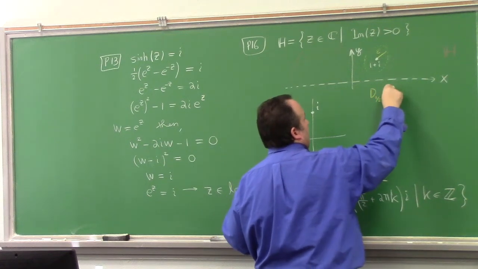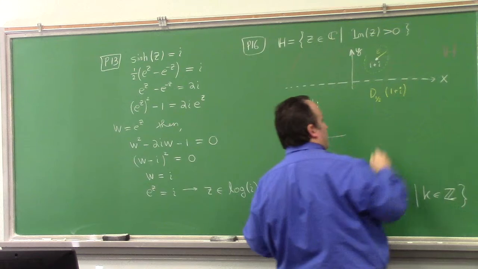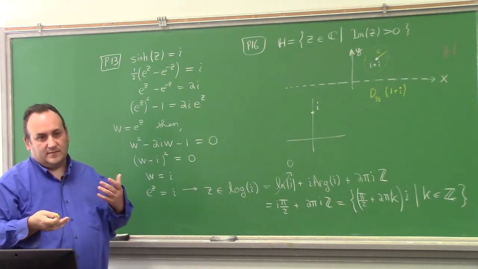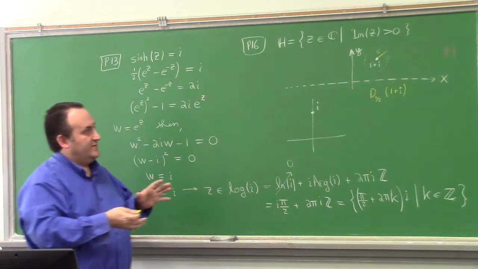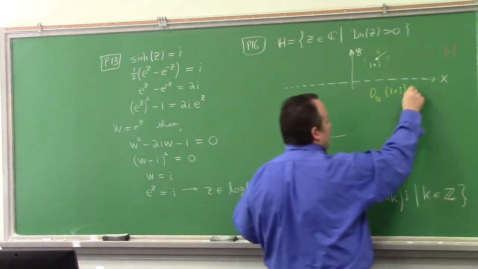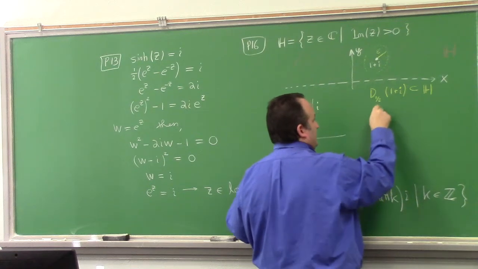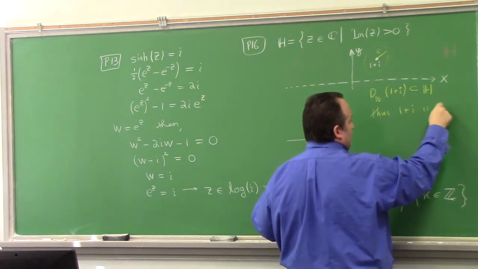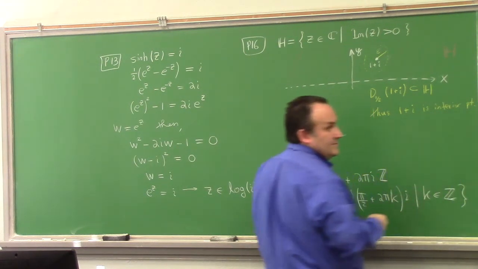So d of 1/2 of 1 plus i, that is the disk of radius 1/2 centered at 1 plus i, where the edge is not included. I've tried to illustrate that with the yellow dotted. And as you can see, this is a subset of H. So thus, 1 plus i is an interior point. That's all you had to do there.